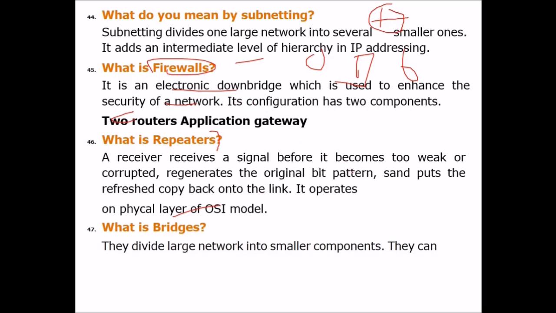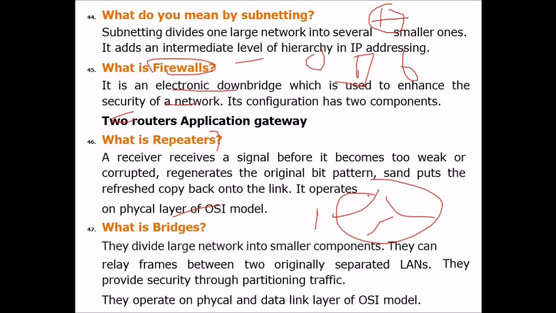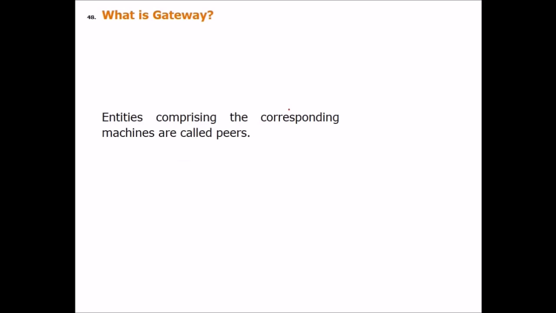What are bridges? Bridges divide a large network into smaller components. So you have a big network, and bridges divide it into smaller components. They can relay frames between these two originally separated LANs. They provide security through partitioning traffic, and they operate on the physical and data link layers of the OSI model.